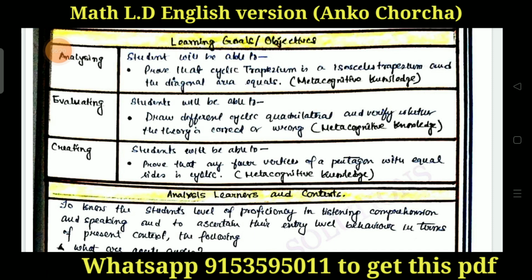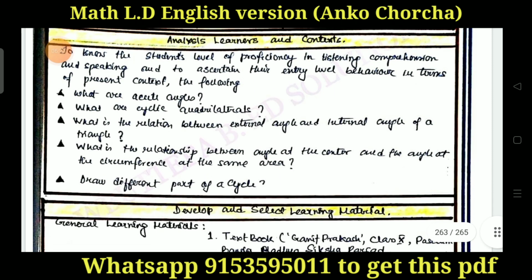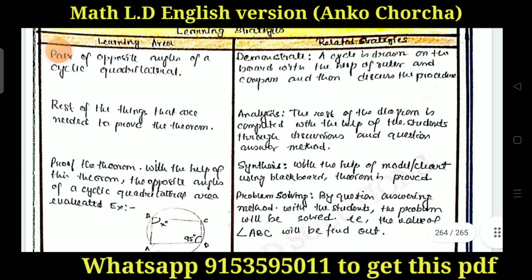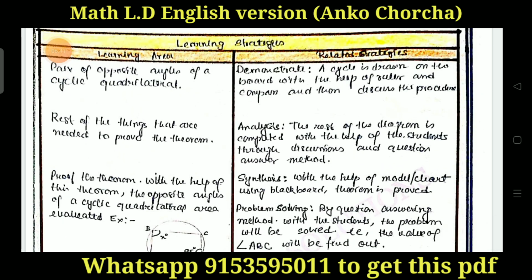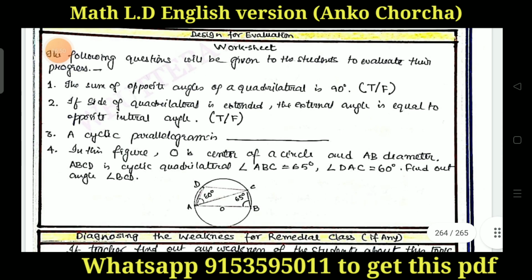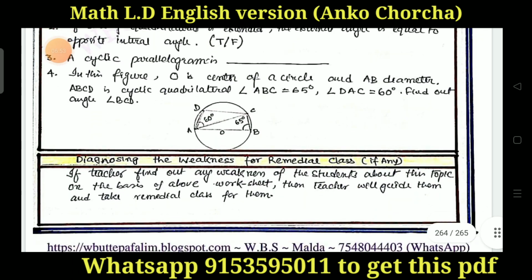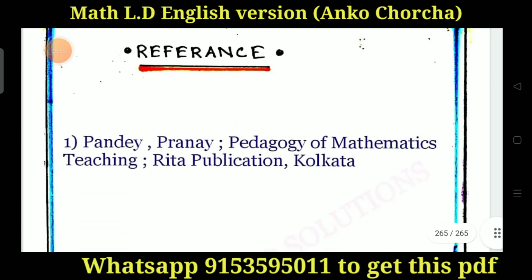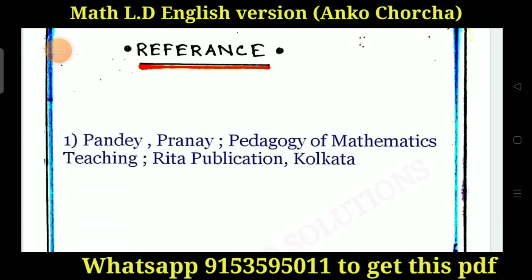Analyze learner and context. There are some questions to analyze. Next point, develop and select learning materials, general and specific. General: textbook, ruler, compass, chalk, duster. Specific: chart, models. Learning strategies, learning areas, related strategies. Next point is design for evaluation, worksheet. Some questions are designed for evaluating. Last point, diagnosing the weakness for remedial class, if any. Here are some references.